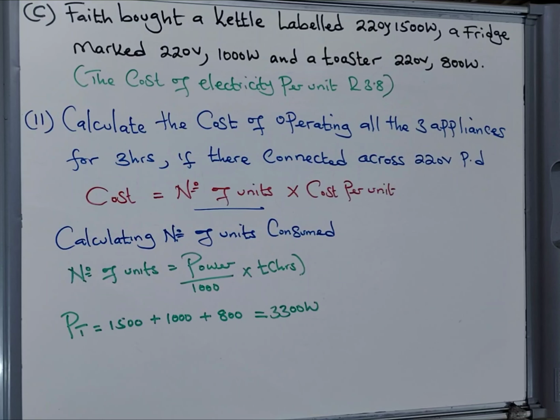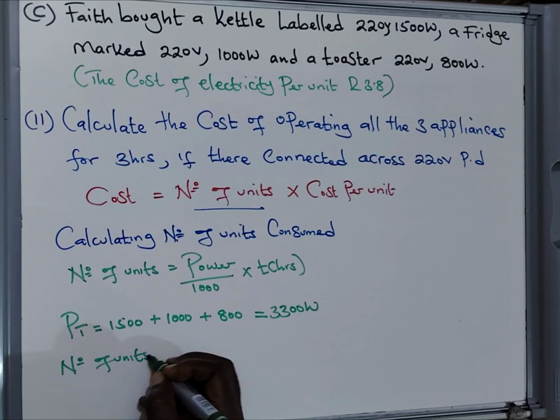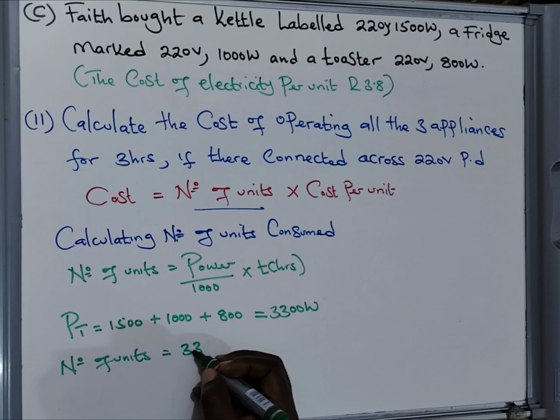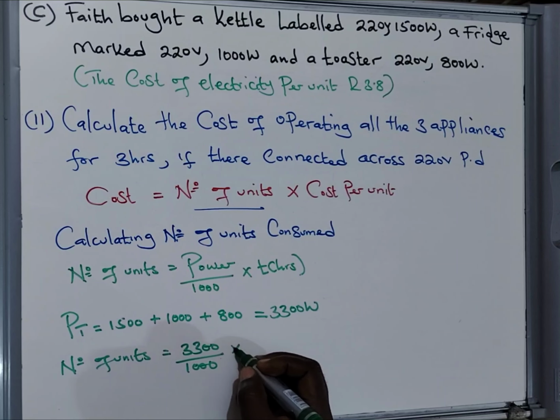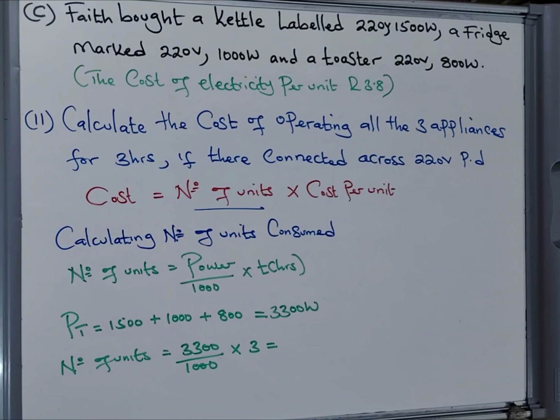So what do we do? We substitute in the equation and we say number of units is equal to power, which is 3300, divided by 1000 times time in hours, which is 3. So that is it. The number of units consumed is 9.9 units.